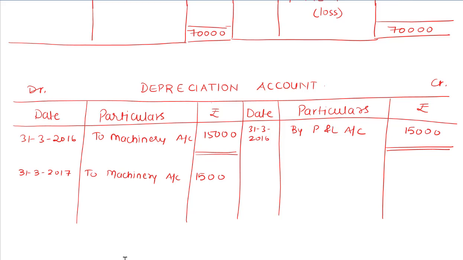The next entry 31st March 2017 to machinery account. The amount is 15,000. This 15,000 will be transferred to profit and loss account. So by P&L, the date is same, 31/3/2017.